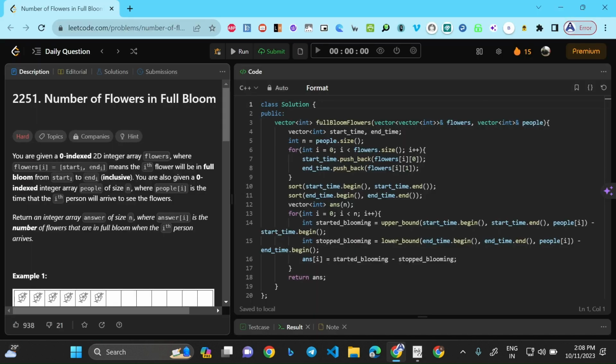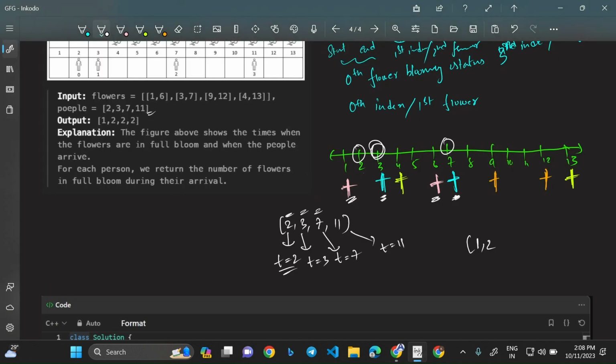If we see the question, it says from start i to end i inclusive. Inclusive in the sense it is still blooming. It hasn't ended. And there is another color, yellow. There is only one instance of it. So in total, this one and this one are still in the blooming stage. So there are a total of two flowers in the blooming stage. I hope you are able to understand what I'm trying to convey. And we are done with t equal to 7.